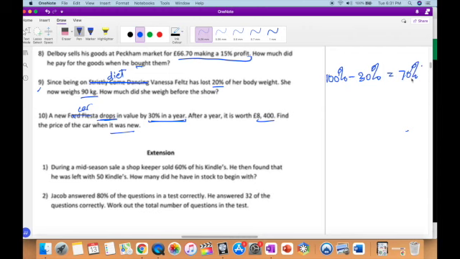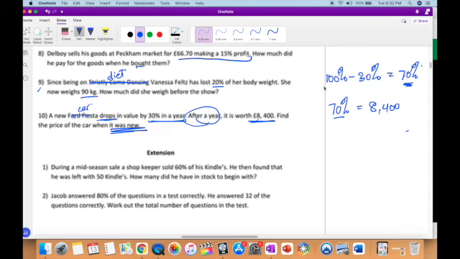So okay, you think that makes sense? Right. So now after a year, right? So after a year means that it is now at 70%, right? So at 70% after a year, it's worth this. So 8,400, right? Find the price of the car when it was new.